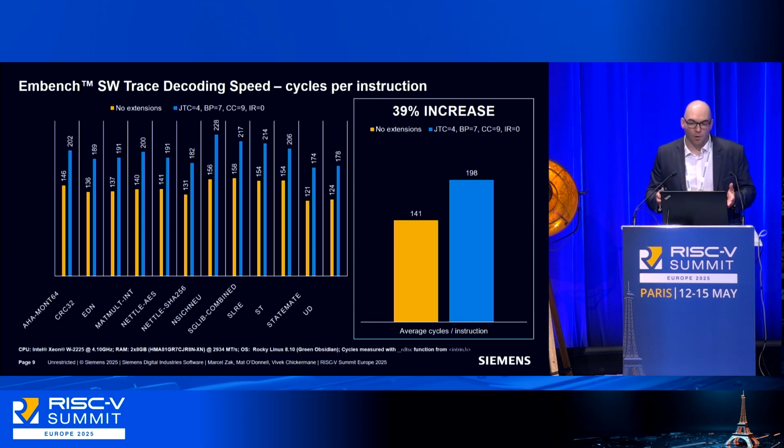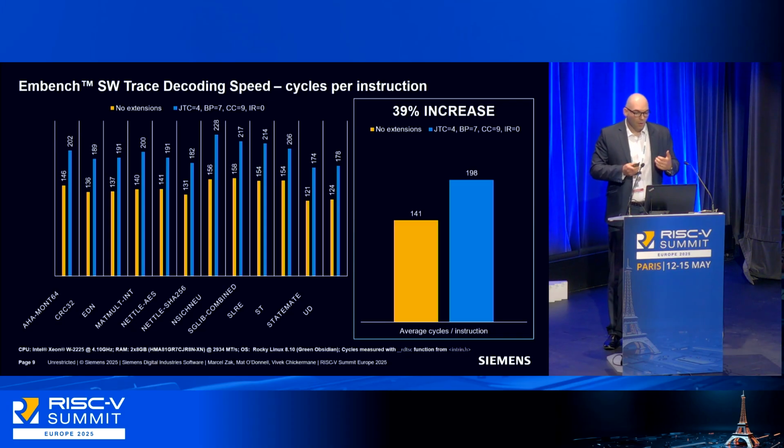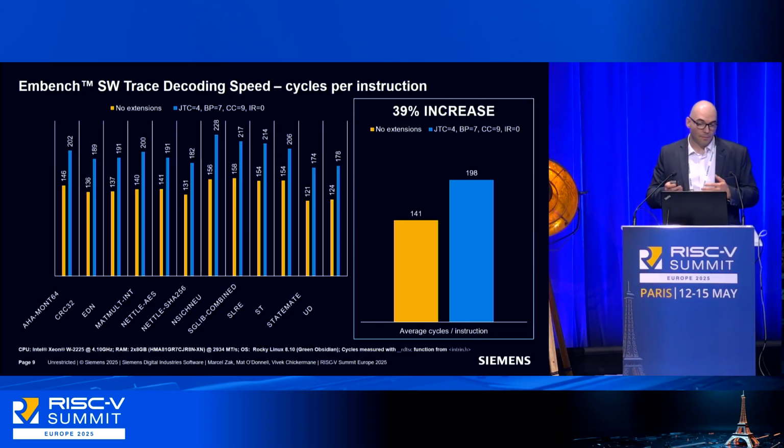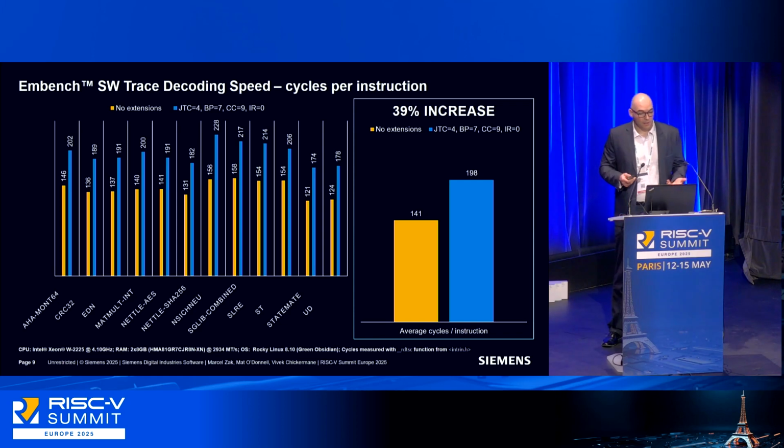Even though the absolute number of CPU cycles is processor specific, comparing the relative differences should be more generalizable across different systems. Without extensions enabled, we average about 141 cycles per instruction. And with the extensions enabled, the average is about 198 cycles per instruction. Looking at the individual tests, we see this pattern consistently. This roughly 39% increase in cycle count is the computational cost that you pay for better compression.